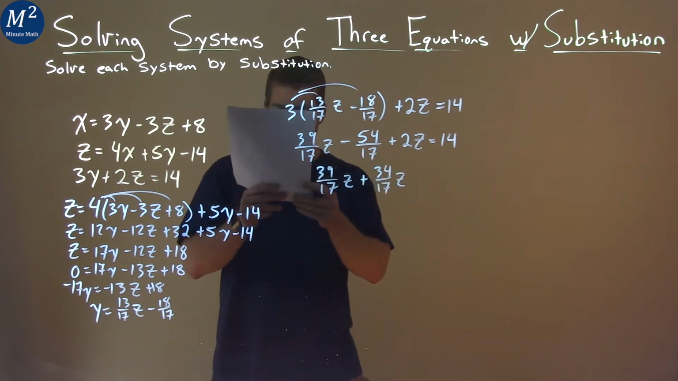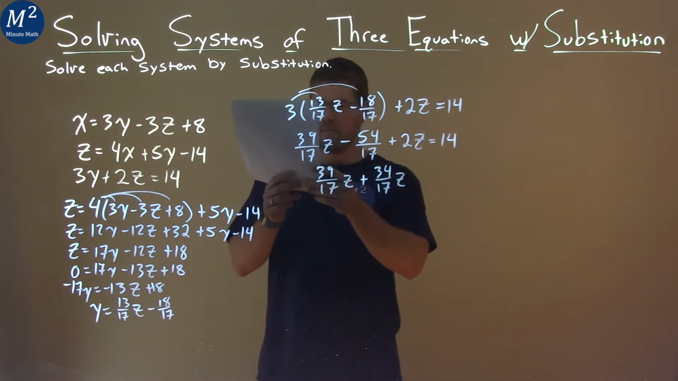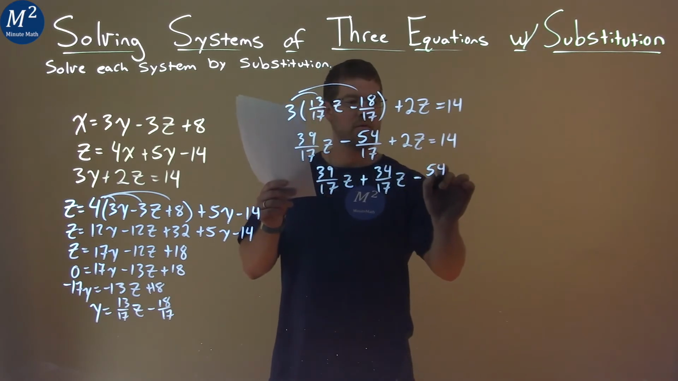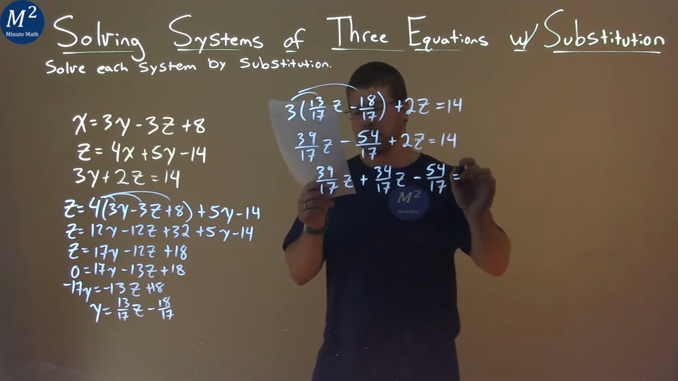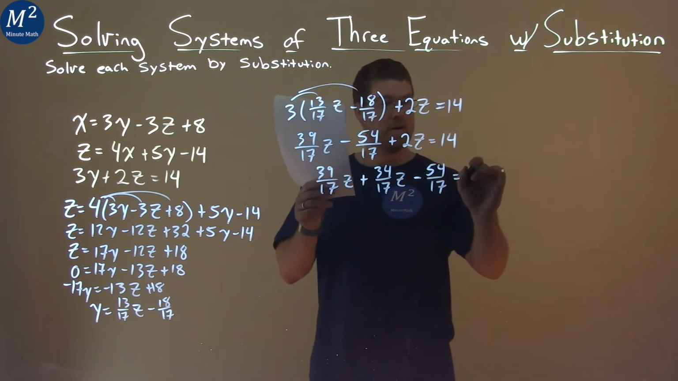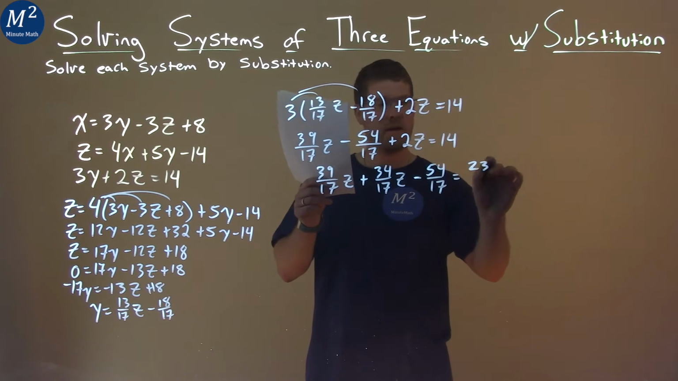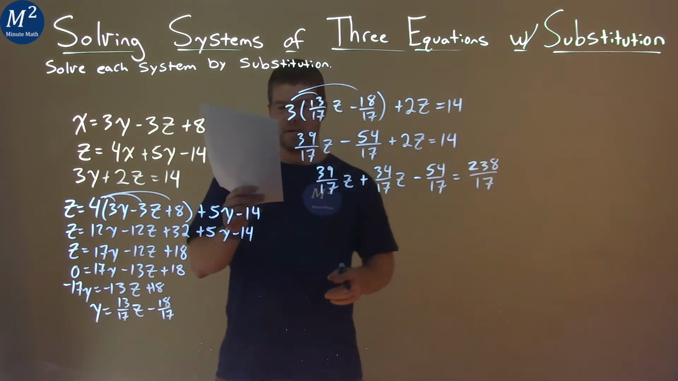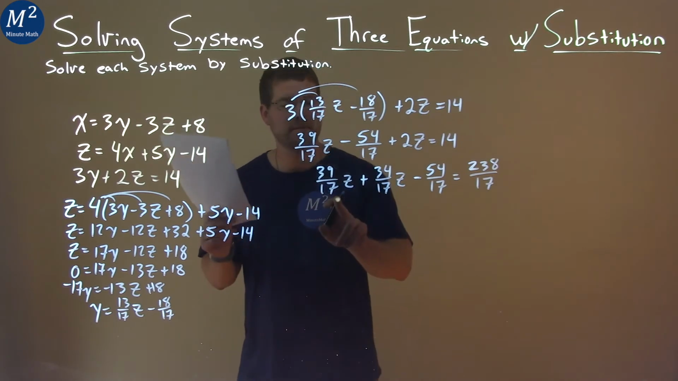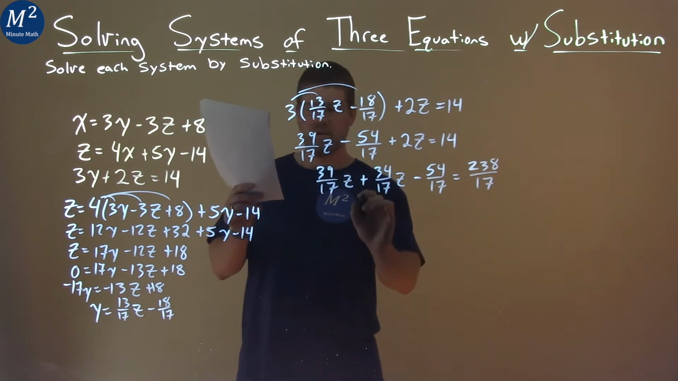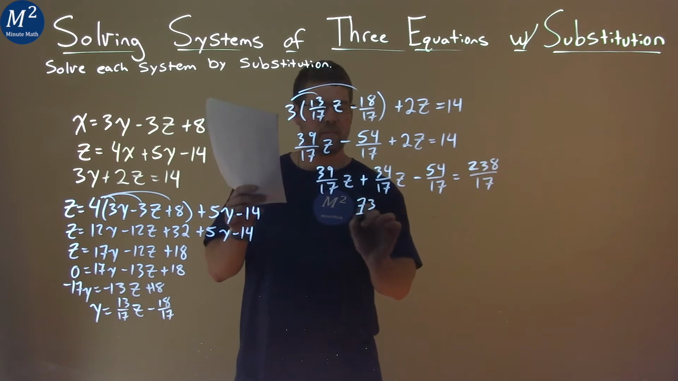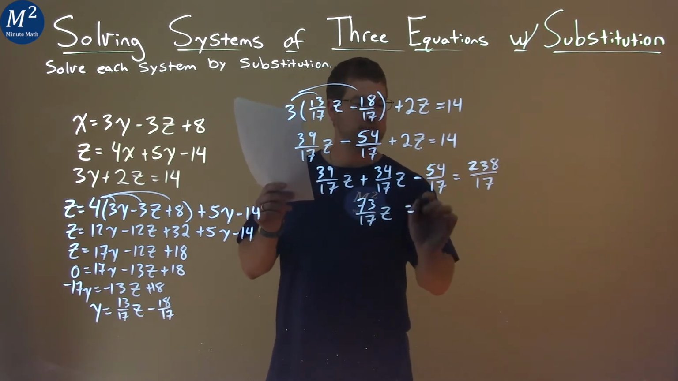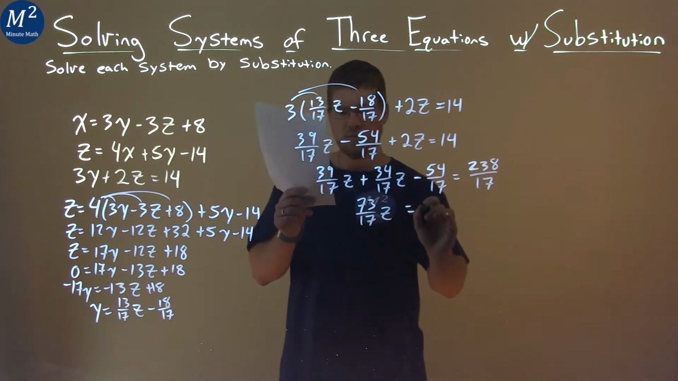Then, make sure I follow my notes here correctly, and we have minus 54 over 17 here equals 14 in terms of 17 is 238 over 17. So now from there, let's combine our like terms. 39 over 17 z plus 34 over 17 z is 73 over 17 z. And then we add 54 over 17 to both sides, and we have 292 over 17 here.